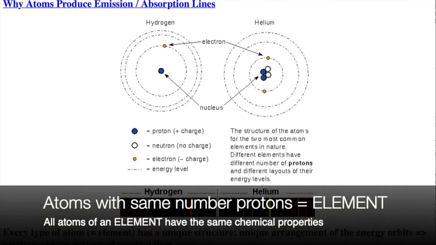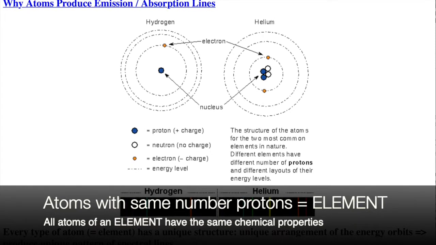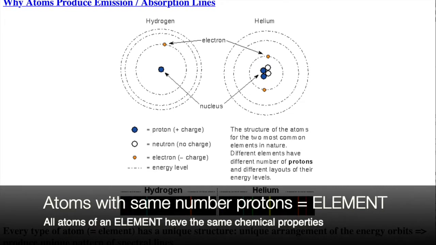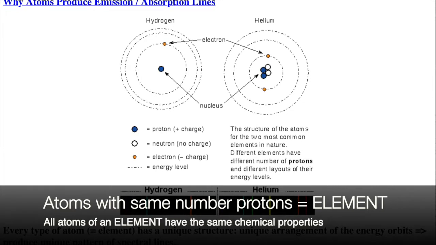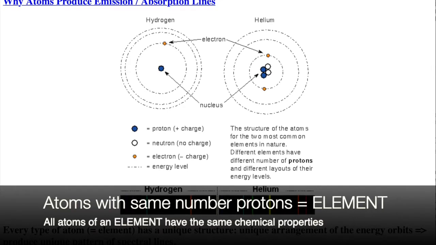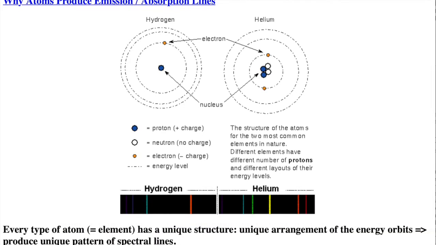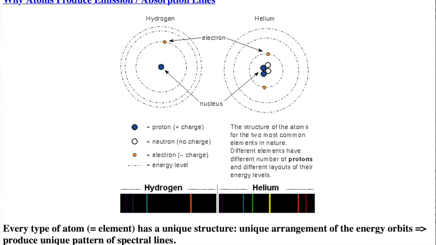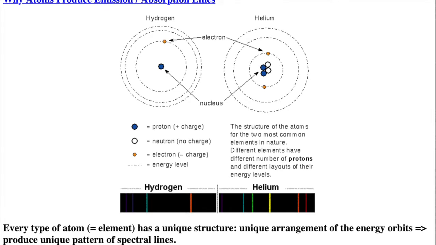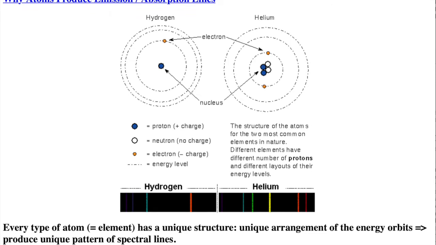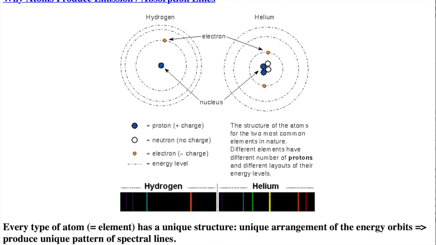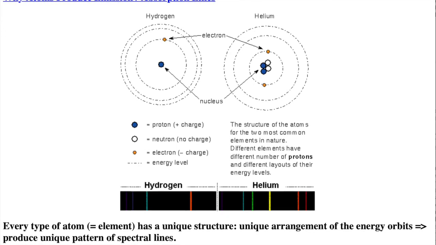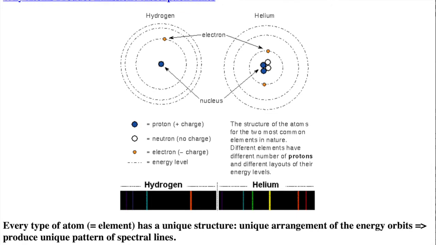All atoms with the same number of protons in the nucleus are grouped together into something called an element. Because the atoms of an element have the same number of protons, they also have the same number of electrons, and therefore the same chemical properties. For example, all atoms with one proton in the nucleus have the same chemical properties and are called hydrogen. All atoms with two protons in the nucleus will not chemically react with any other atoms and are known as helium. Because every type of atom or element has a unique arrangement of the energy orbits, they produce a unique pattern of emission or absorption lines.